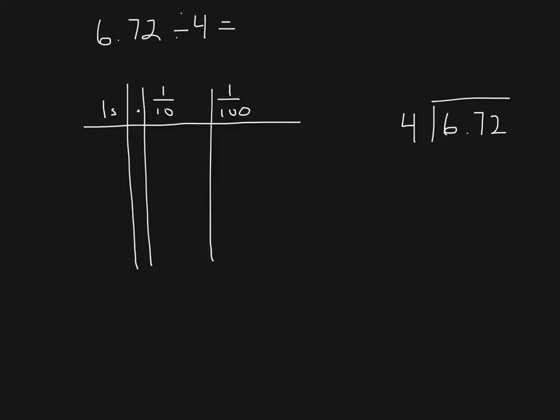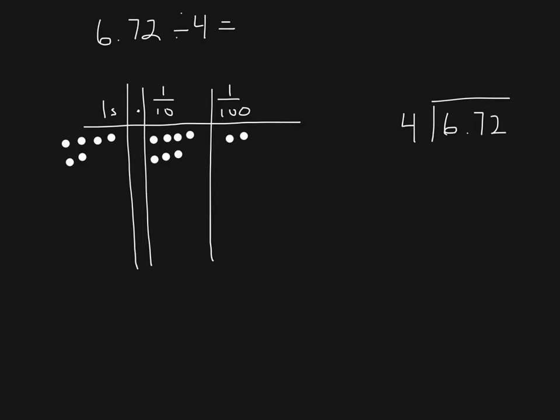Now we're going to divide 6 and 72 hundredths by 4. So I'm going to go ahead and put my discs in the place value chart. And I'm going to put them in groups of 4. 1, 2, 3, 4, 5, 6 in the ones place. I have 7 in the tenths place, so that'll be 1, 2, 3, 4, 5, 6, 7. And I'm going to have 2 in the hundredths place, so that will be 2.